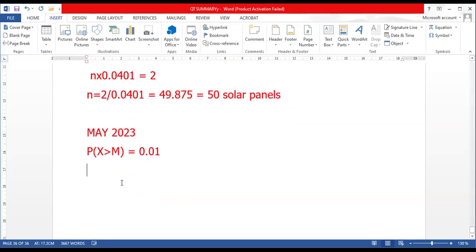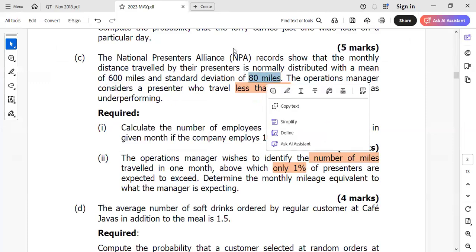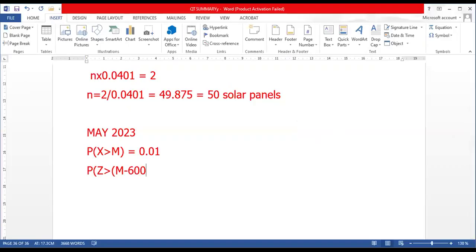So technically you standardize m, and that will be the probability of Z greater than what? Greater than m. You will have the mean from the question. We are given the mean from the question. Mean was 600 and standard deviation 80. So you get m minus 600, then everything divided by 80.